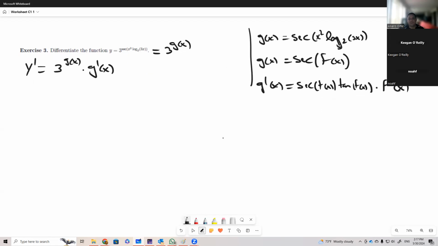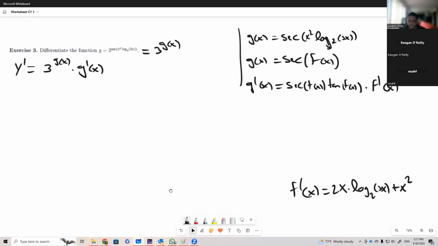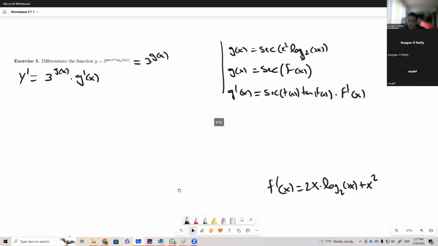And so, of course, then again, what is f of x? Once we define what f of x is, then we find f prime. So what is f? F clearly is x squared log base 2 of 3x. So that's a product rule now. And so what is the derivative of this? Well, the derivative of x squared is 2x times log base 2 of 3x plus x squared. And then now we need the derivative of log base 2 of 3x.